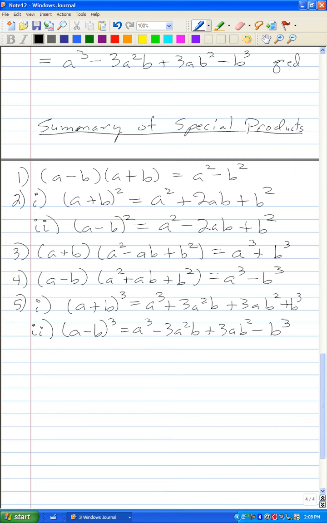Okay, so please note that you must memorize these. The reason for that is that they're going to be very useful in the near future. Notice that if you read these from left to right, these are special product formulas.